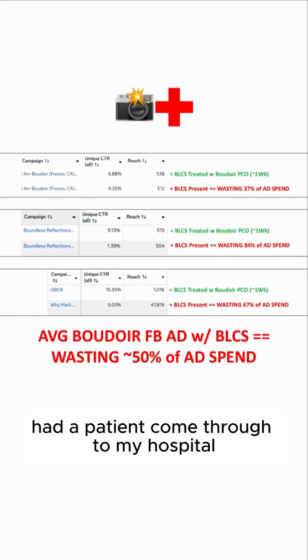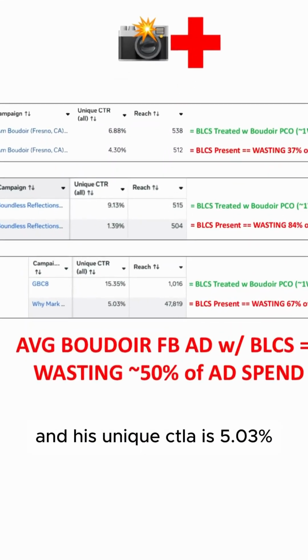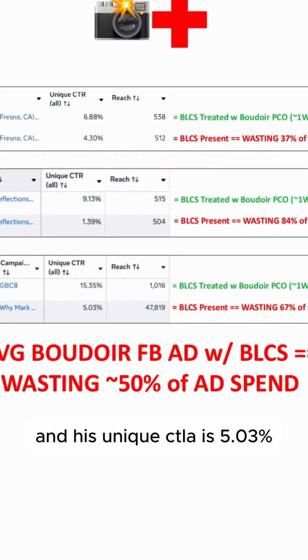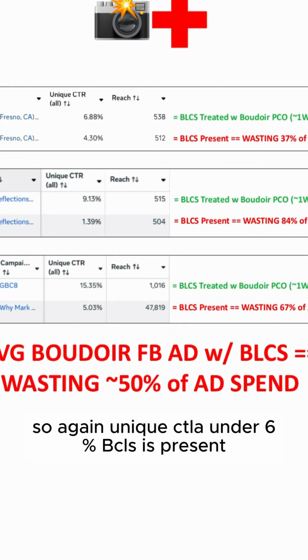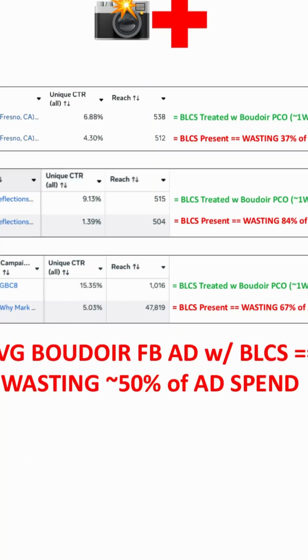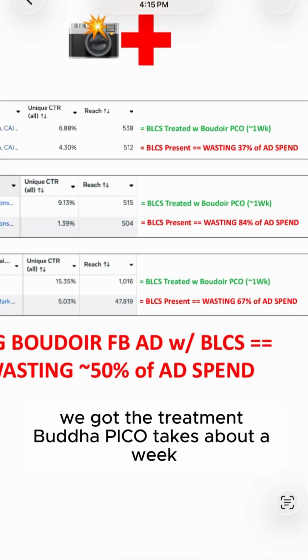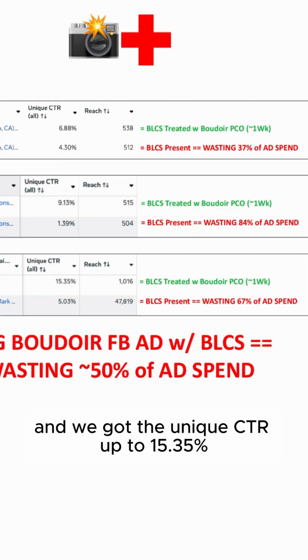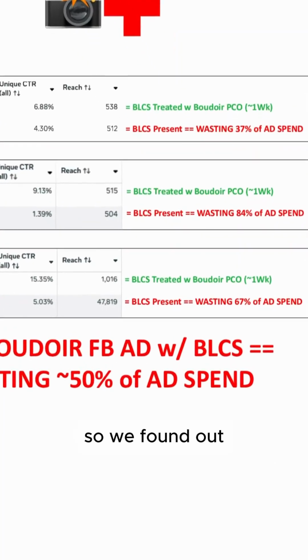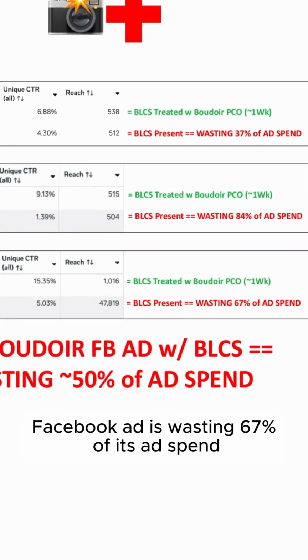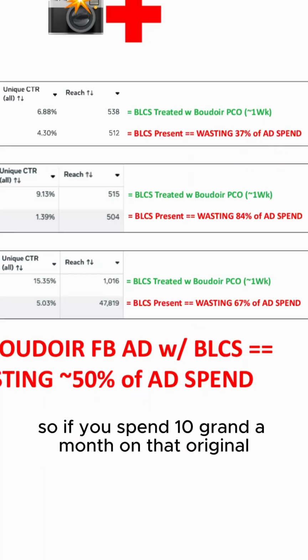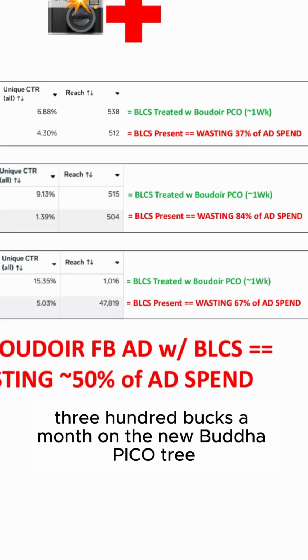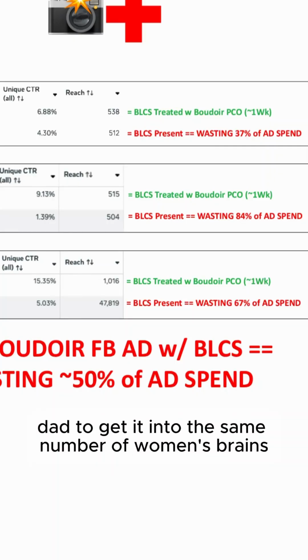Finally, we had a patient come through to my hospital, and his unique CTR is 5.03%. So again, unique CTR under 6%, BLCS is present, Boudoir low click syndrome. But we know what to do. We've got the treatment, Boudoir Pico, which takes about a week, and we got the unique CTR up to 15.35%. So we found out his original Boudoir Facebook ad was wasting 67% of its ad spend. So if you spend 10 grand a month on that original, you now only need to spend $3,300 a month on the new Boudoir Pico treated ad to get it into the same number of women's brains.